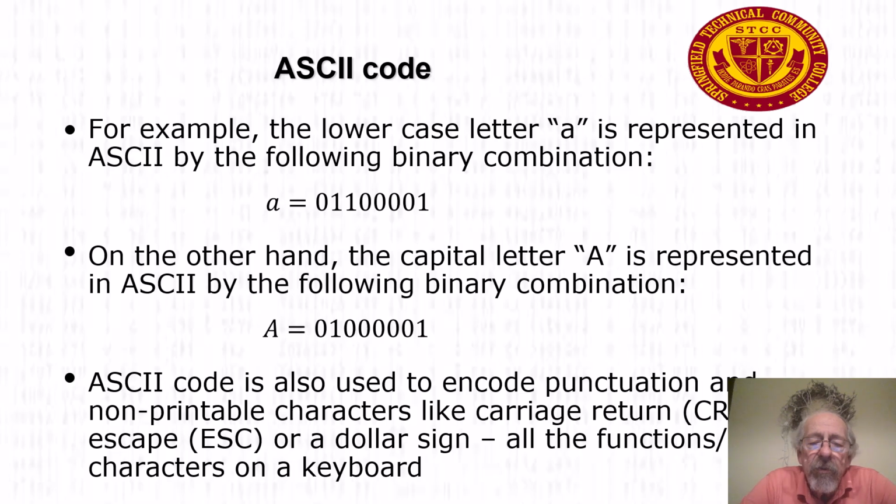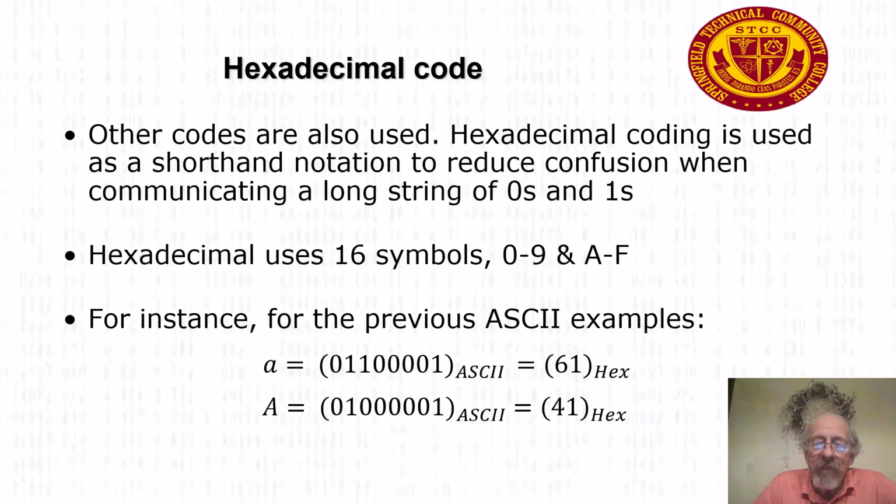The ASCII code is also used to encode punctuation and non-printable characters like the carriage return or escape or the $, for instance, all the functions and characters on a keyboard. So ASCII with the 8 binary bits could represent 256 different characters or functions on a keyboard. Keyboards do not have 256 characters. I think there are some Chinese keyboards that have 1,000, but the Chinese language is very interesting in its written form. What about hexadecimal code?